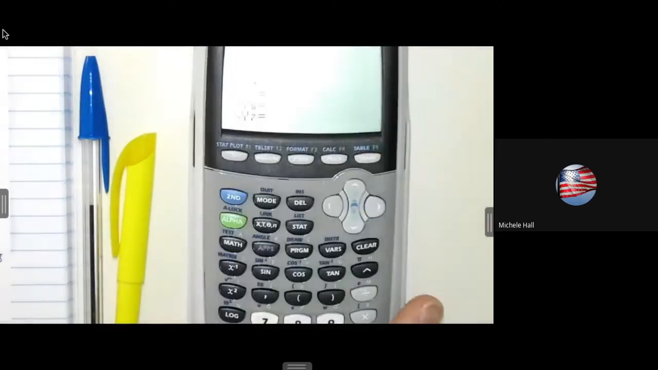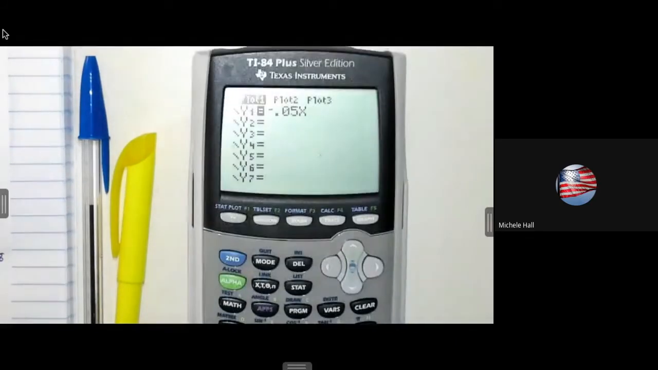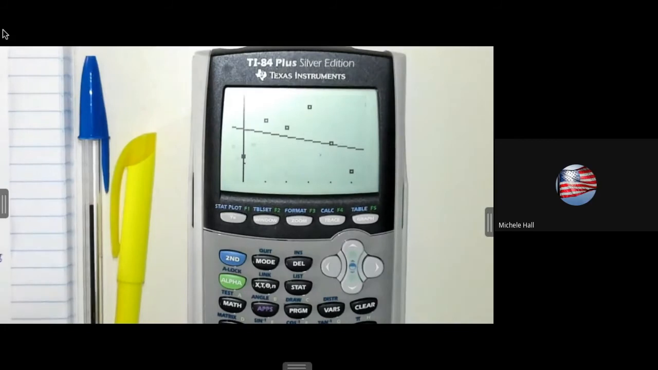If it was in between, if it was 4 minus 5, obviously I'd use the minus button, but it's coming first, so negative 0.05x plus 10.48, graph. On number 1, it says describe the correlation.